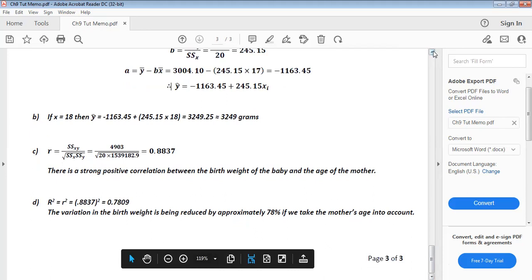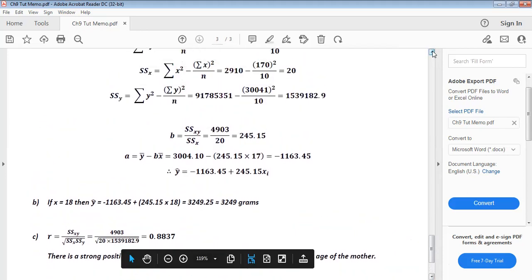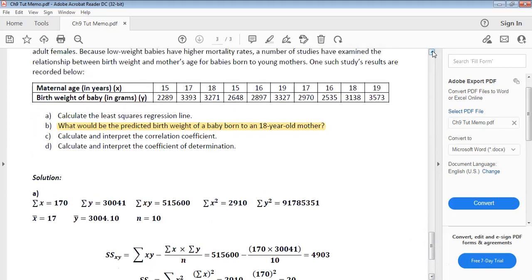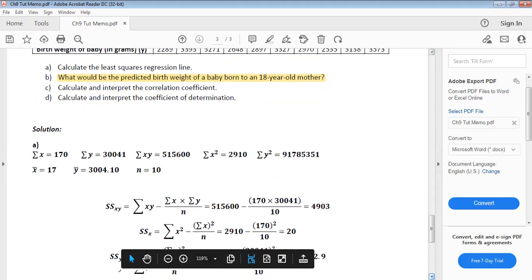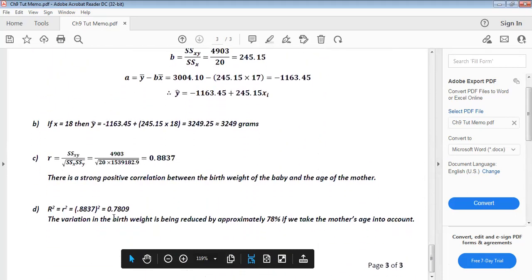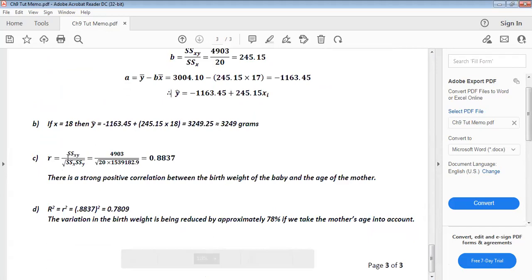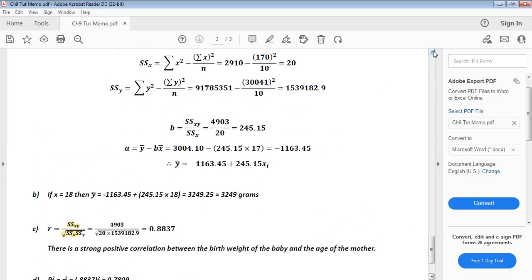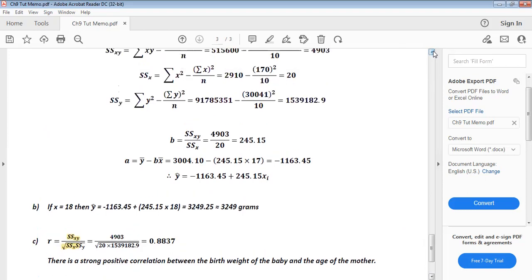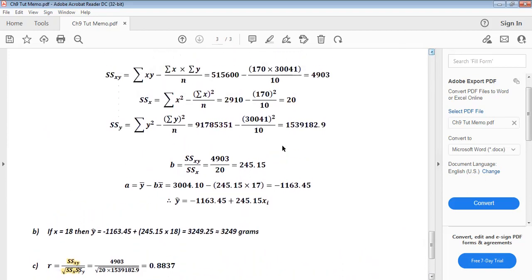Okay, so now we have the other question, which is saying calculate and interpret the correlation coefficient. Again, correlation coefficient is just the formula here. And if you did that question on Excel, you would know what these values mean. So you just punch in. Okay. And then our correlation is 0.8837. Okay. So can someone tell me what does this mean?